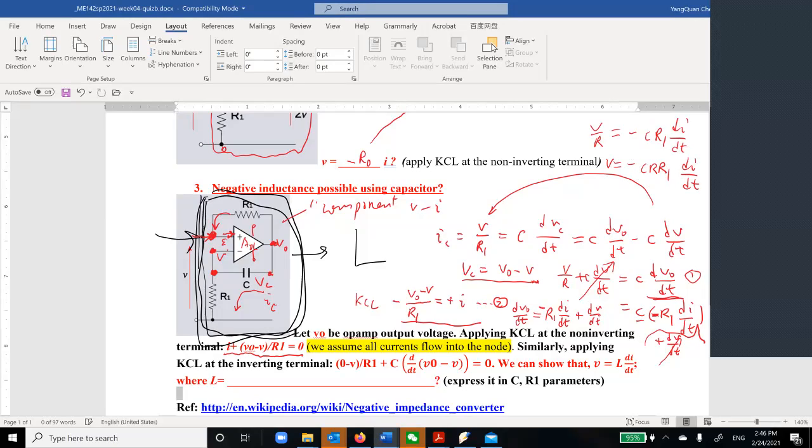So do you remember what component gives you V equals L di/dt? This is an inductor. So the inductor value is minus. It's actually a negative inductor. So this is a minus CRR1.